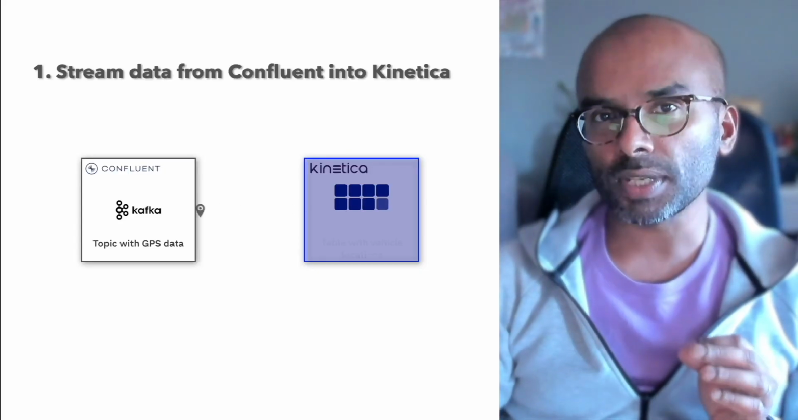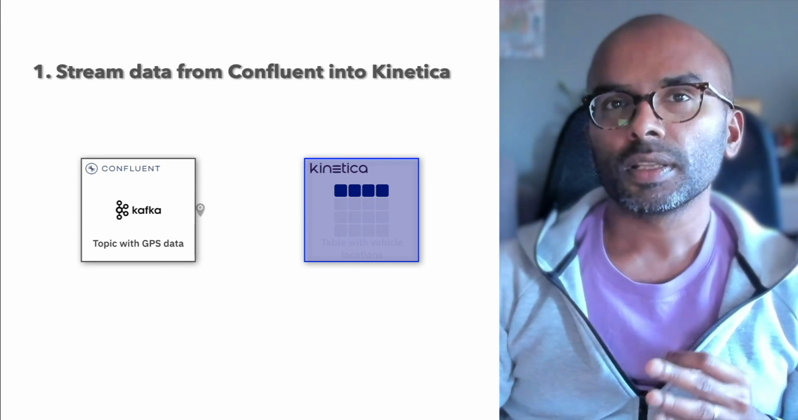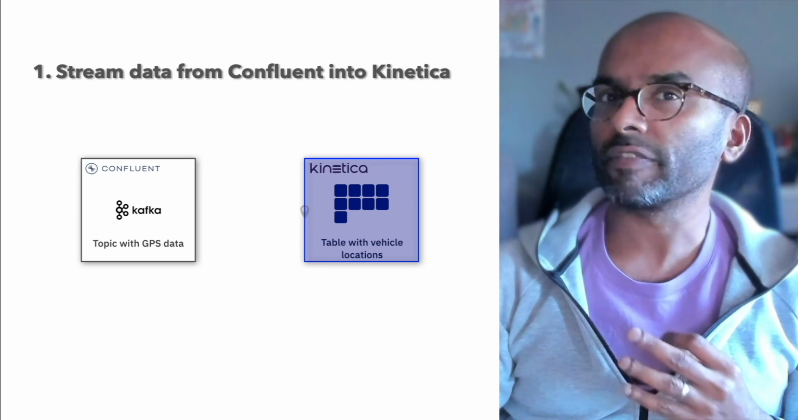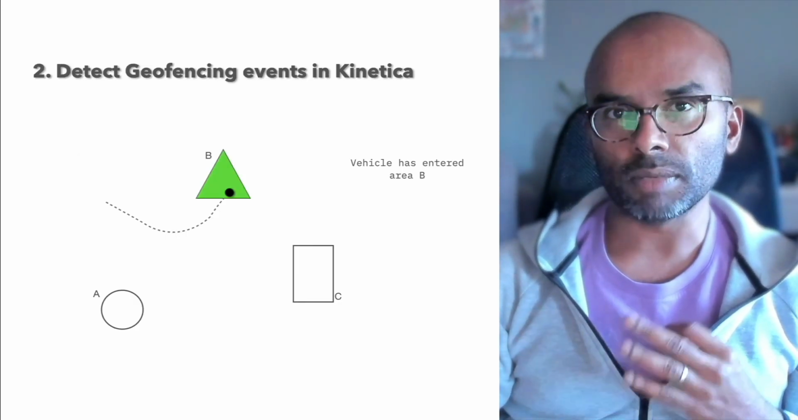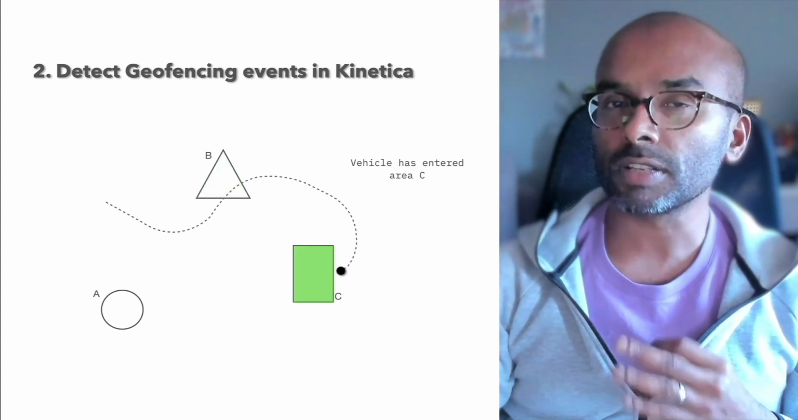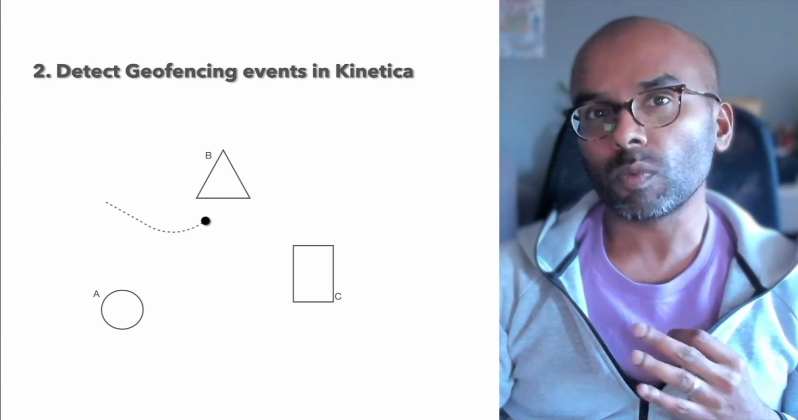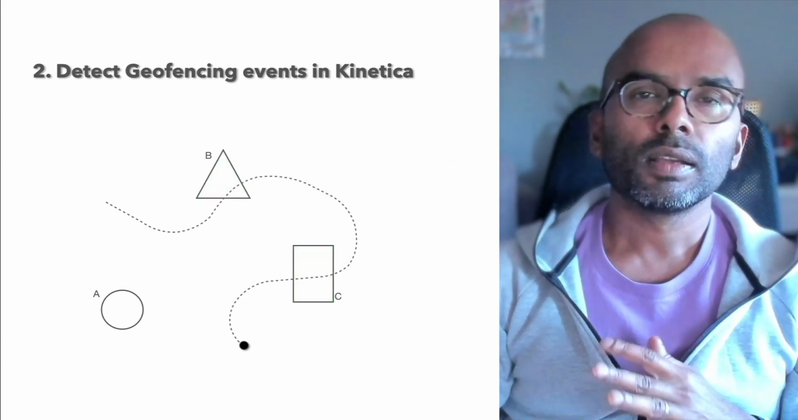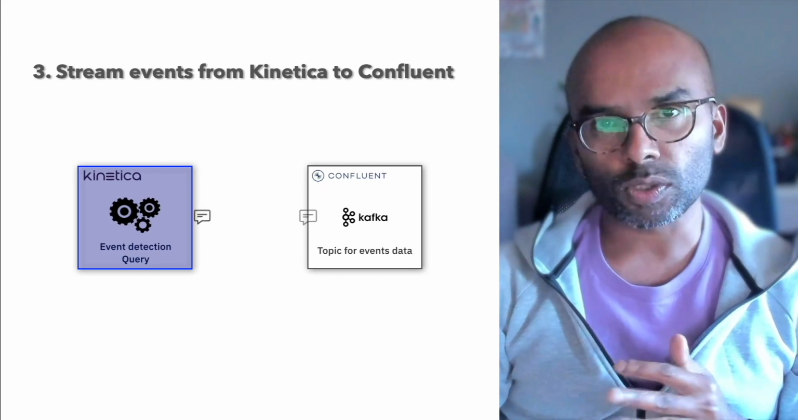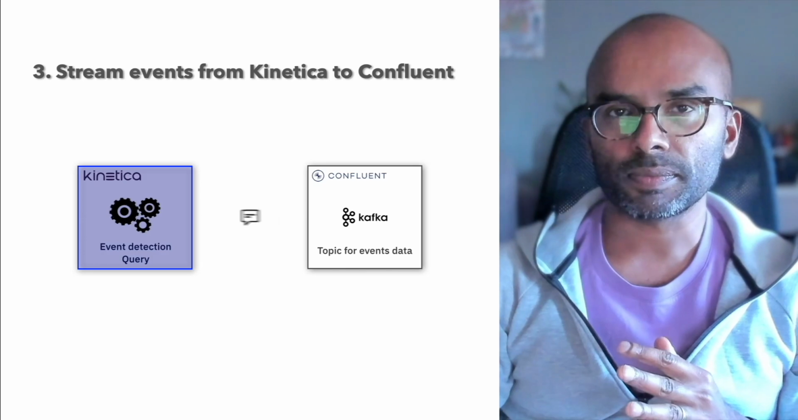This demo has three parts. The first streams GPS data from a Kafka topic on Confluent into a table in Kinetica. This GPS data simulates 10 moving vehicles that are in the Washington D.C. area. Then we set up a materialized view that automatically updates in response to new data streaming in from Confluent to detect when these vehicles get close to or enter specified areas. Finally, we stream these events back out to a topic in Confluent. From there, it can be used for downstream analytics.